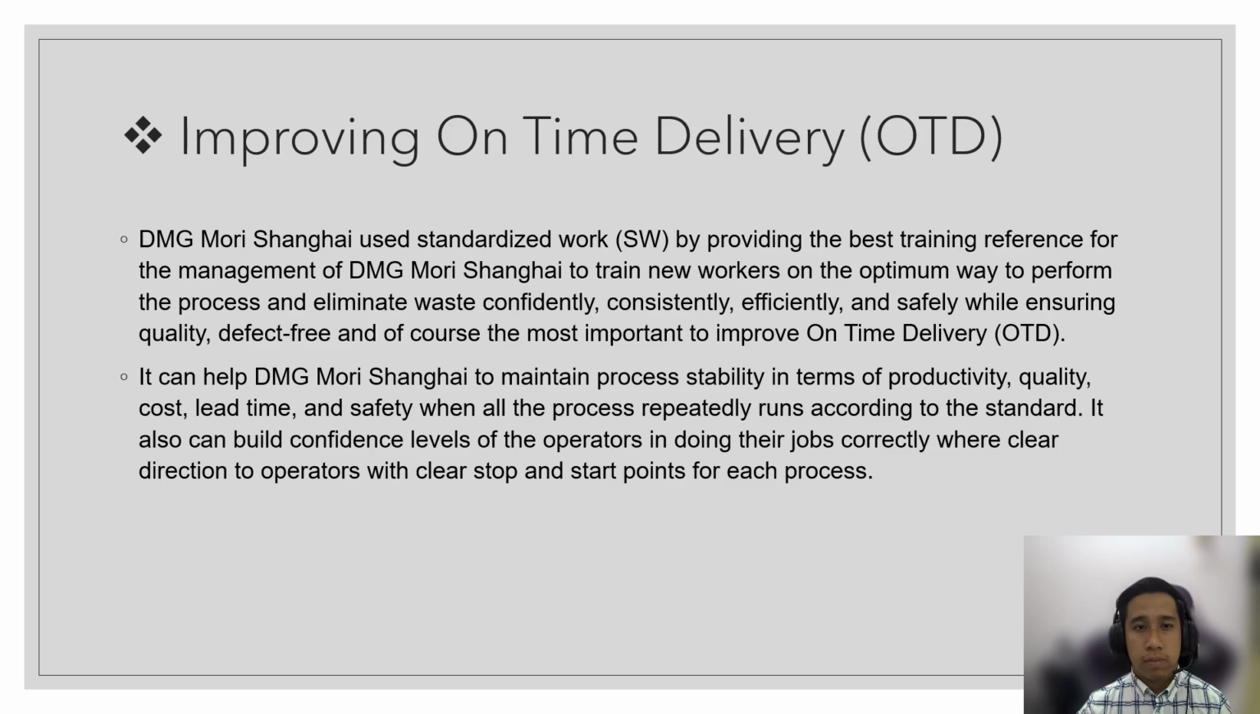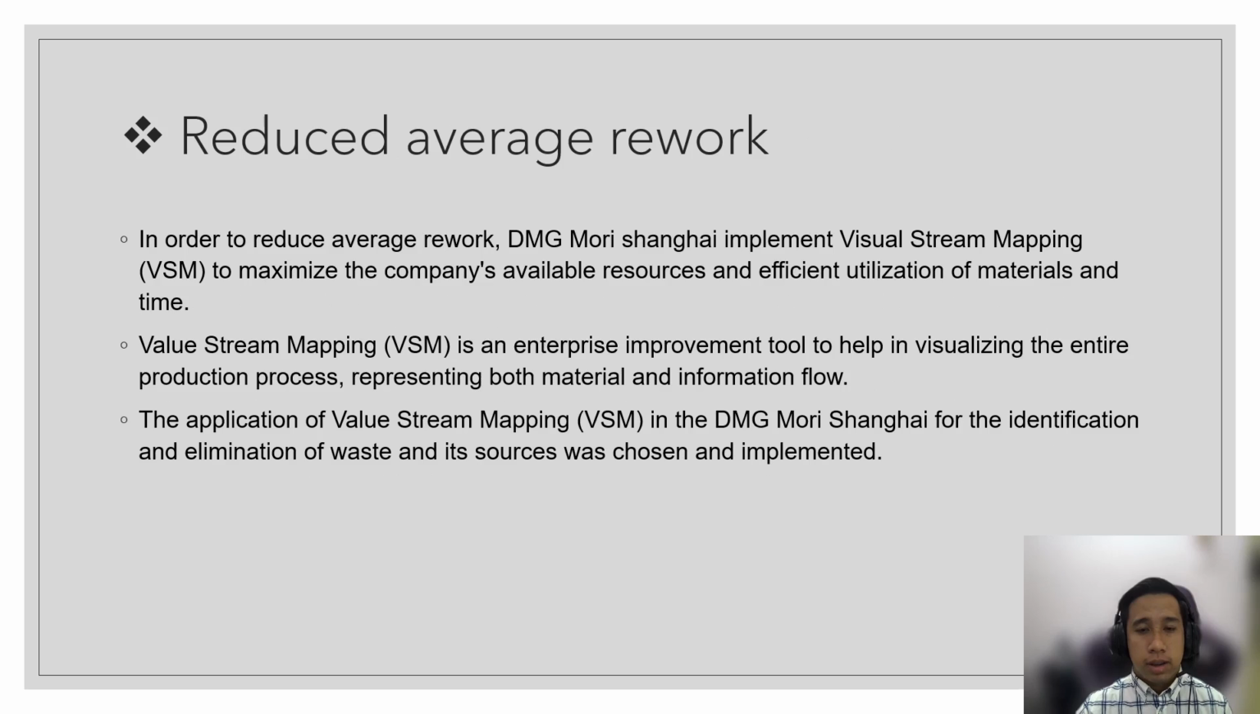It also can build the confidence level of the operator in doing their jobs correctly, with clear direction to the operator with a clear stop and start point for each process. Lastly, reduce average revert. In order to reduce average revert, the DMG Mori Shanghai implements value stream mapping to maximize the company's available resources and efficient utilization of material and time.